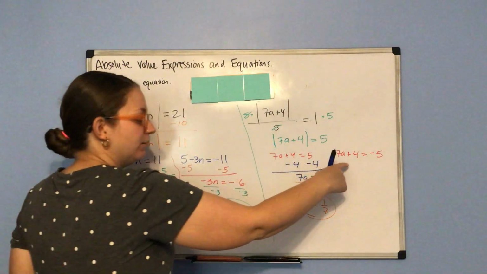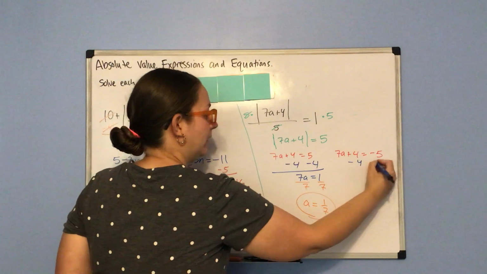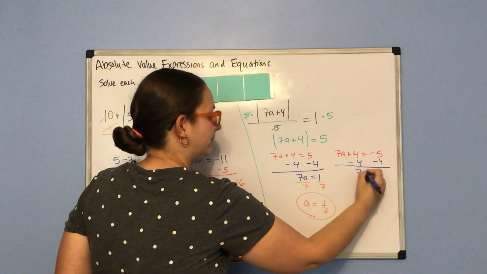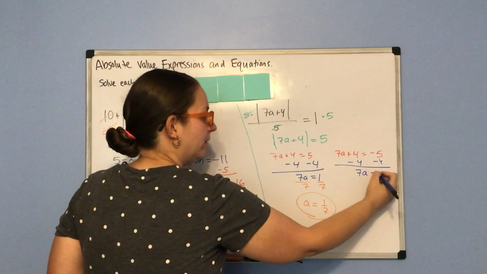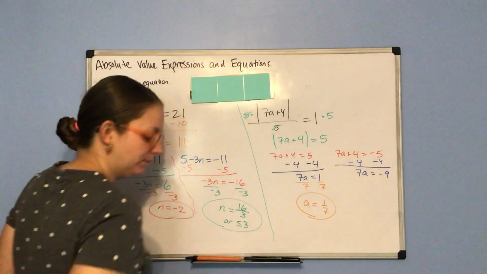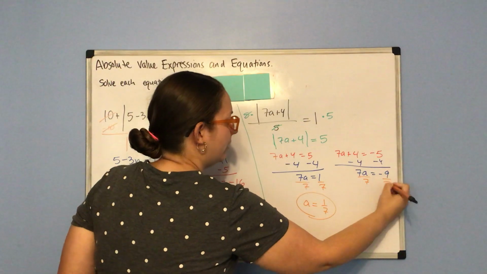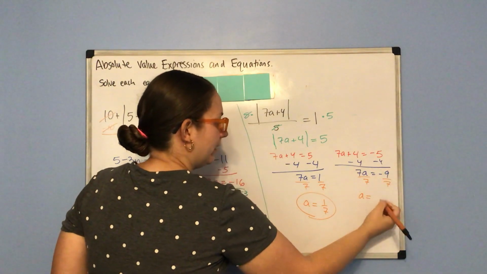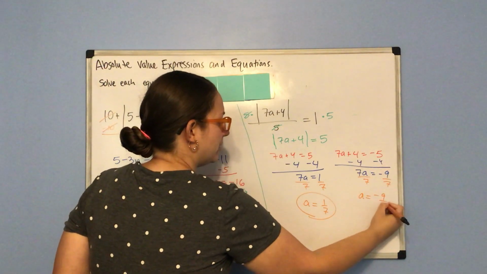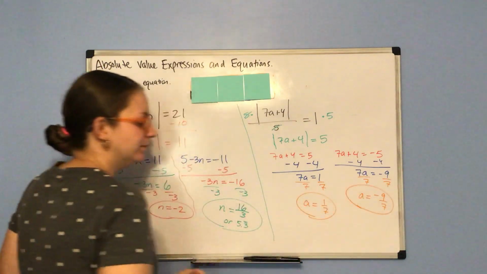Now we're going to do the same stuff but to the other equation. So minus 4, excuse me. Negative 5 minus 4 is negative 9. Divide. That fraction doesn't reduce, so a just equals negative 9 over 7.